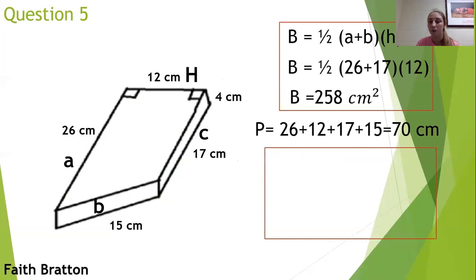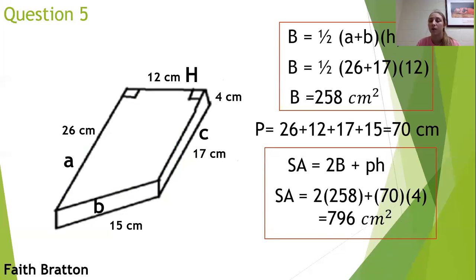For the perimeter, we know that we always have to add up all the sides. So it's 26 plus 12 plus 17 plus 15 equals 70 centimeters. But then we have to find the surface area. So we're going to use this equation, 2B plus pH equals SA, which is your surface area. So we're going to plug in the information, 2 times 258 plus 70 times 4 equals 796 centimeters squared.